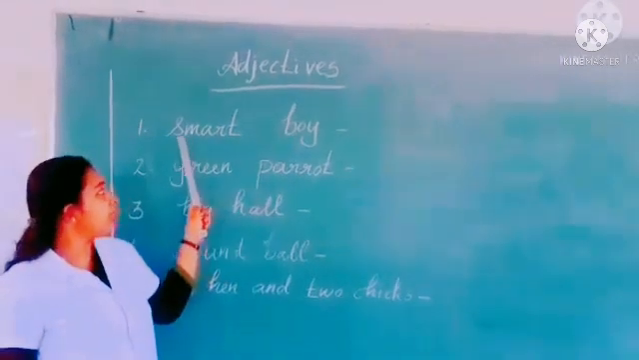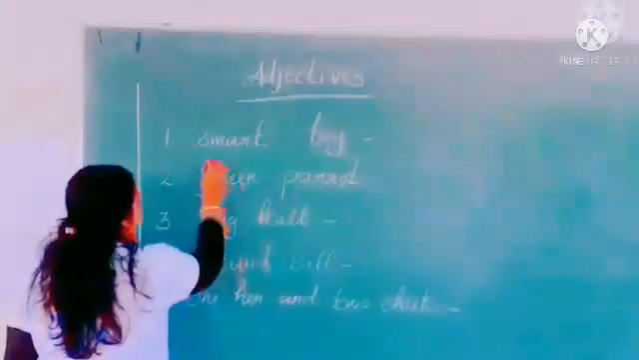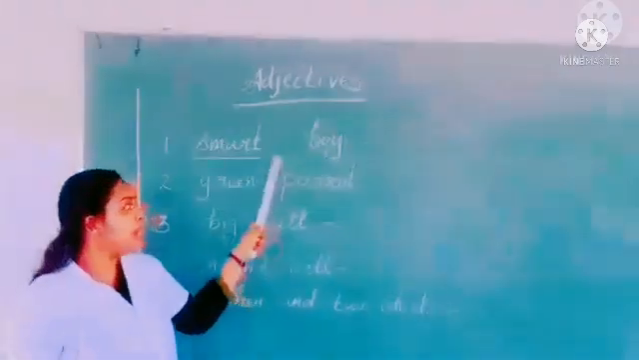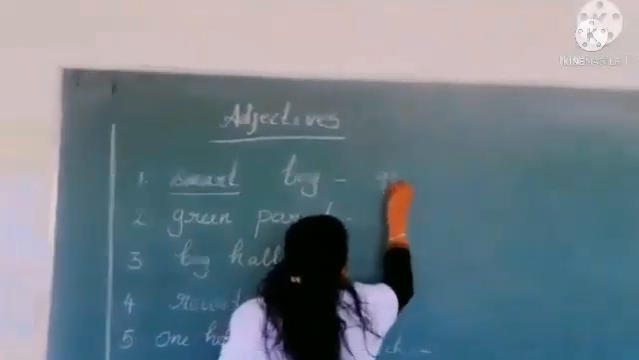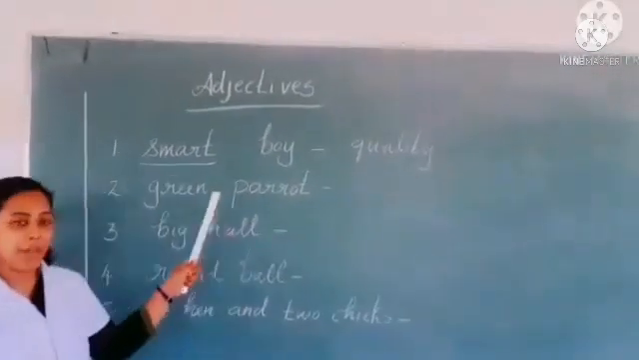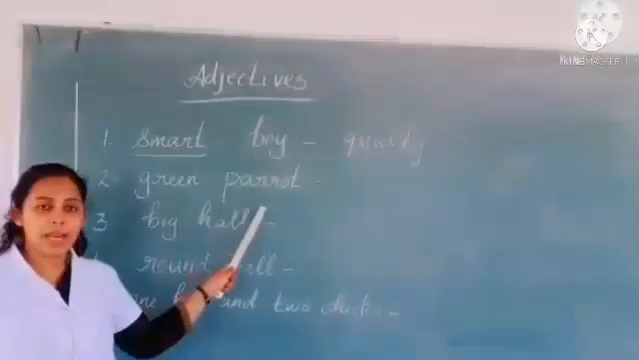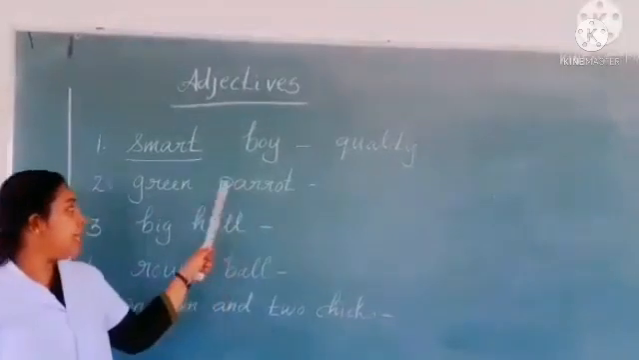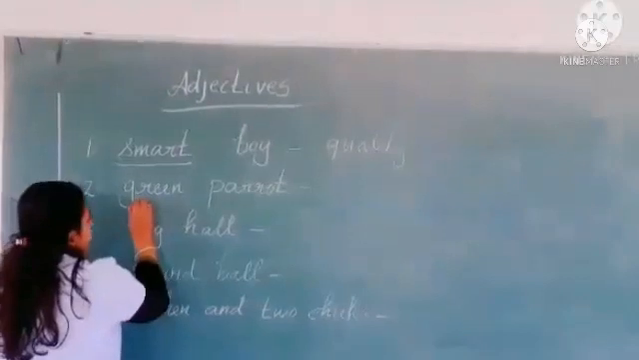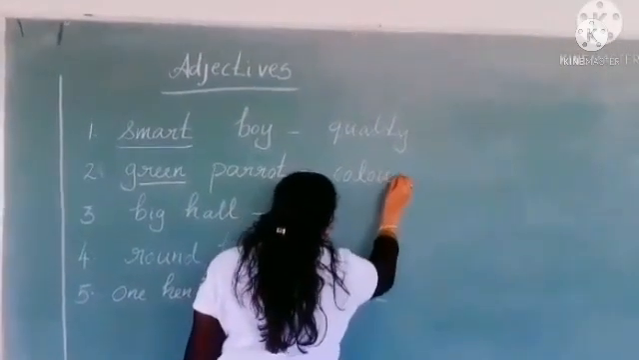Yes, ball. Here the word smart shows the quality of the ball. So here the adjective is smart. Smart shows the quality of the ball. And the second one, green parrot. Here which is a noun? Parrot. Here green shows the color of the parrot. So here the adjective is green.